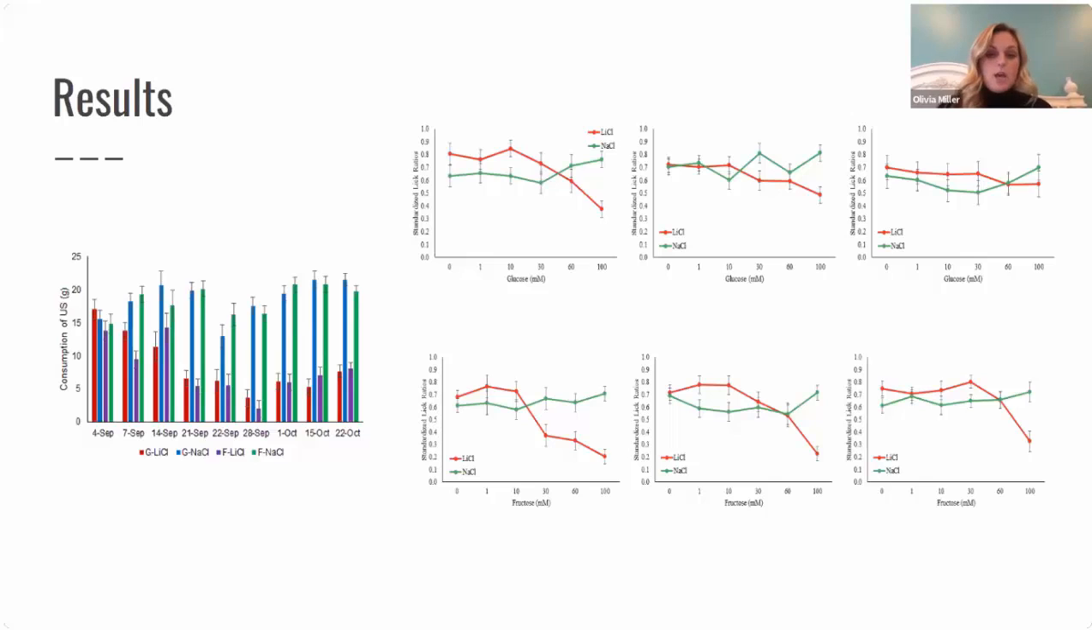1 at the strongest. And on the bottom set of graphs, we looked at fructose as the unconditioned stimulus, and a much larger difference was seen between the lithium and sodium chloride groups. So day 1 shows a conditioned taste aversion starting at an earlier concentration, and throughout the days it grows to a larger concentration. Next slide.